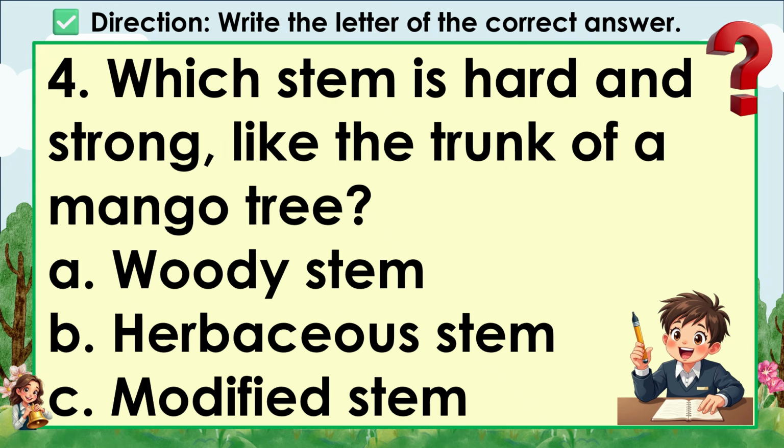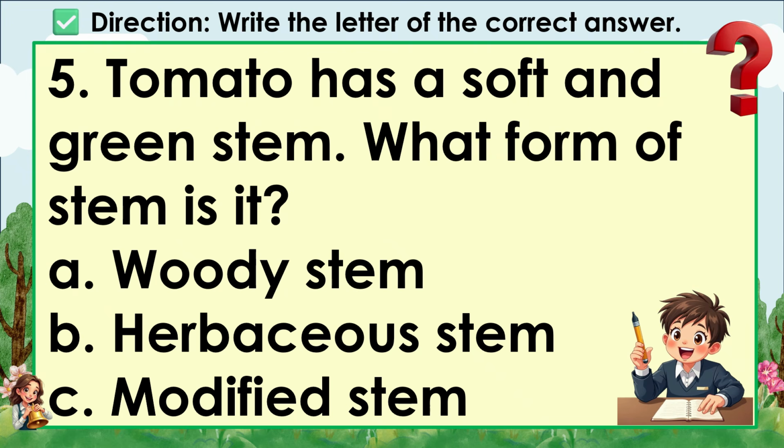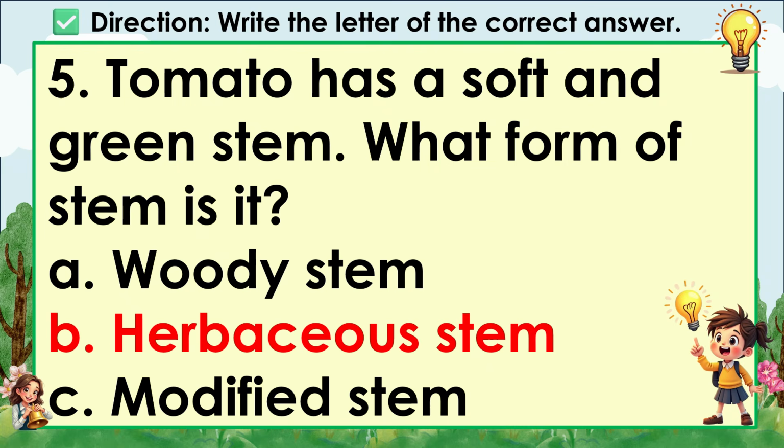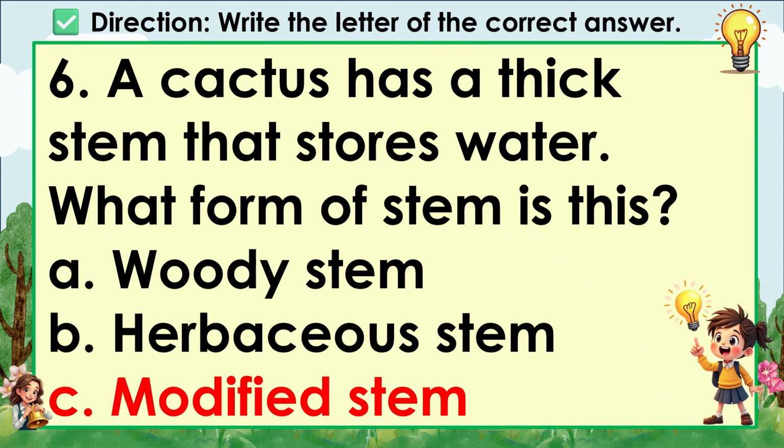4. Which stem is hard and strong like the trunk of a mango tree? The answer is A. Woody stem. 5. Tomato has a soft and green stem. What form of stem is it? The answer is B. Herbaceous stem. 6. A cactus has a thick stem that stores water. What form of stem is this? The answer is C. Modified stem.